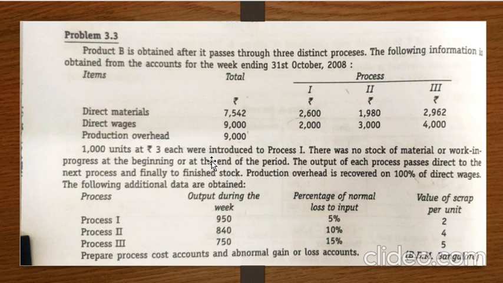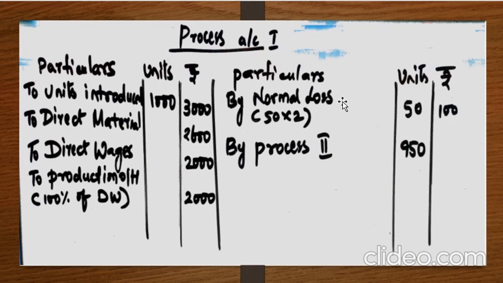You have taken all your inputs. Next you need to consider your outputs. So your outputs are nothing but your normal loss, abnormal loss, and the goods which are being transferred to the next process. Okay, do we have normal loss in the problem? Yes, we have normal loss, which they have stated as 5% of the input. How much is your input for your first process? They have stated the beginning units or input units for process 1 is 1000 units. So 1000 into 5% will give you 50 units.